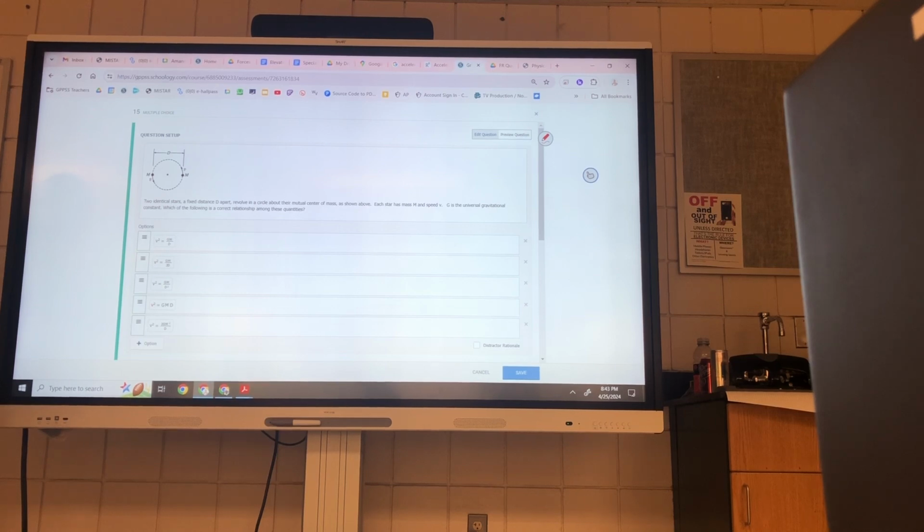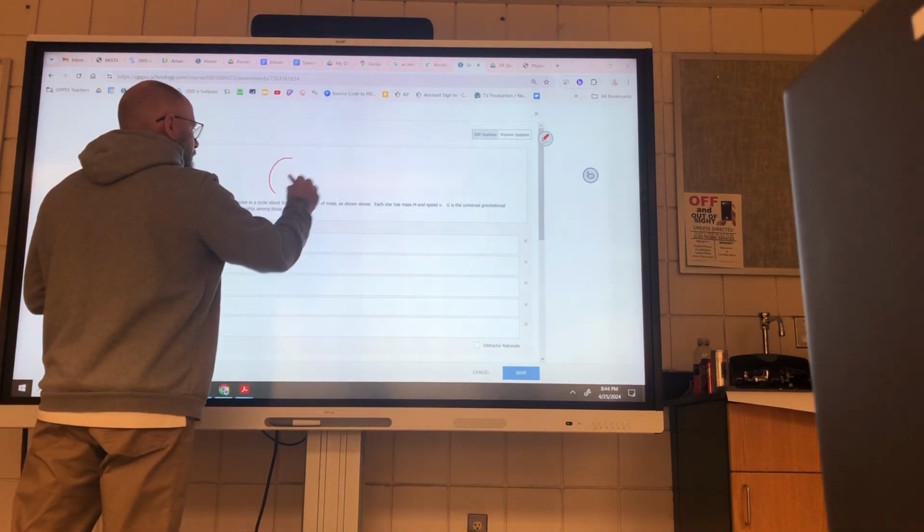Two identical stars, a fixed distance apart, d, revolve around in a circle about their mutual center of mass as shown. Each star has a mass m and speed v. G is the universal gravitational constant. Which of the following is the correct relationship? So if two stars are orbiting each other, they don't really orbit each other, they both orbit the center of mass, which is true for anything.